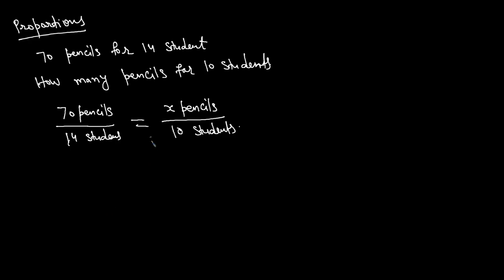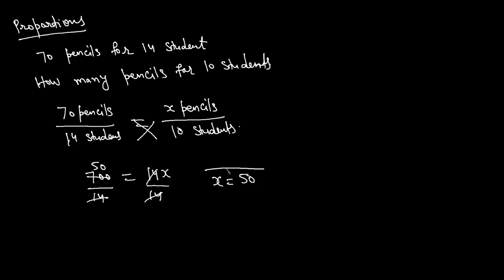Okay, and now what we need to do is just cross multiplication. 10 times 70 is 700, and 14 times x is 14x. Divide both sides by 14. Cancel out. So this is 5, 70 and 0, 50. So x is going to be 50. If we need 70 pencils for 14 students, then we need 50 pencils for 10 students. That's how you can solve problems using proportions. So basically you are comparing two ratios or two rates.